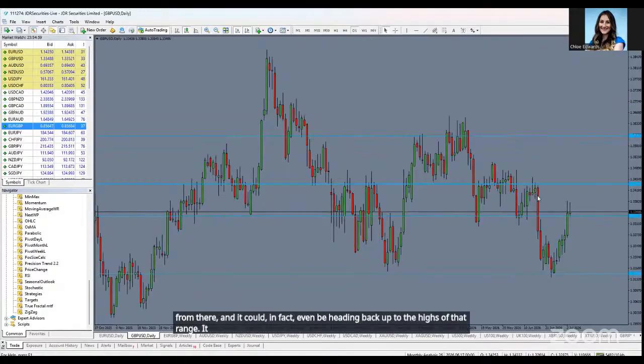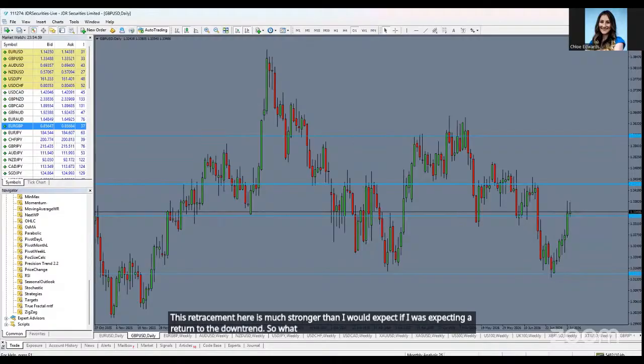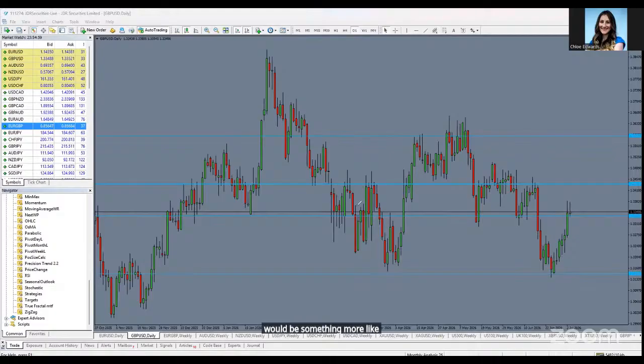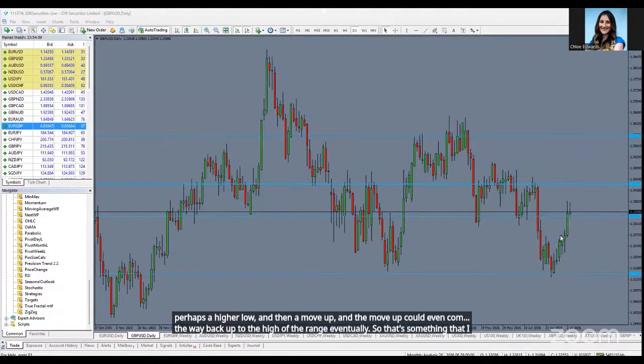It certainly looks like on the daily time frame there are lower highs and lower lows, but at this point here, this retracement here is much stronger than I would expect if I was expecting a return to the downtrend. So what I would be expecting at this point would be something more like, where's my pen? Something a little bit more like perhaps a higher low and then a move up. And the move up could even come all the way back up to the high of the range eventually. So that's something that I am looking out for.